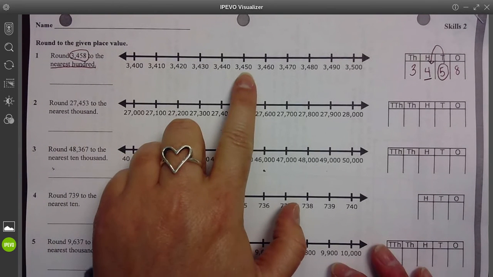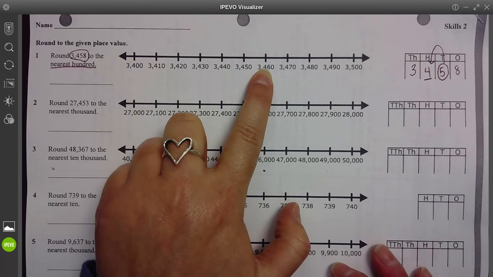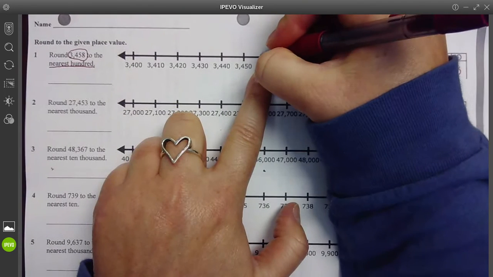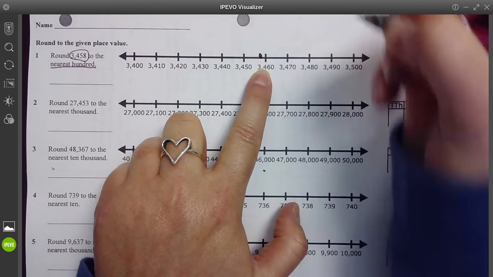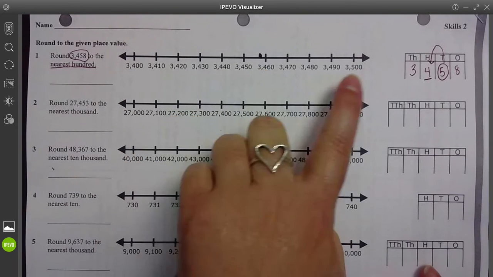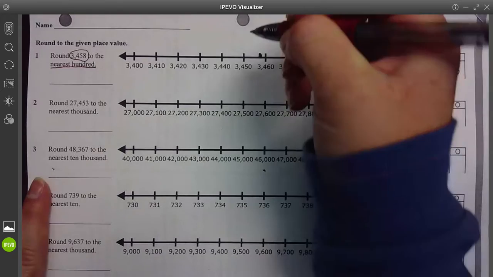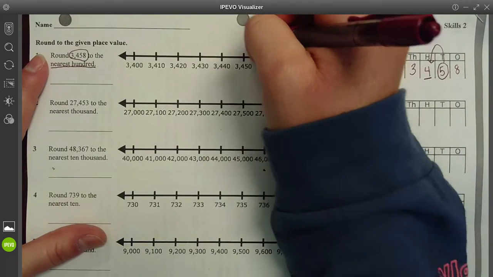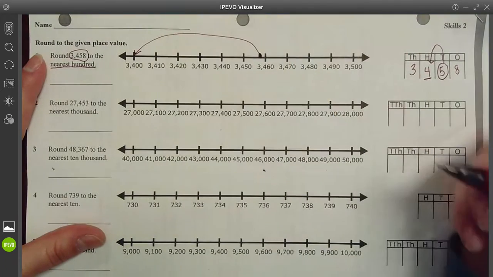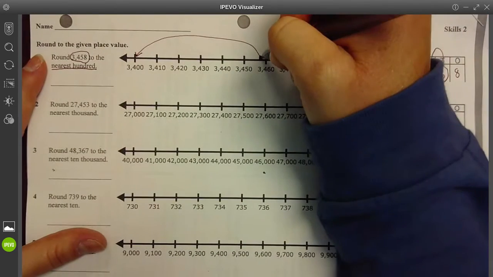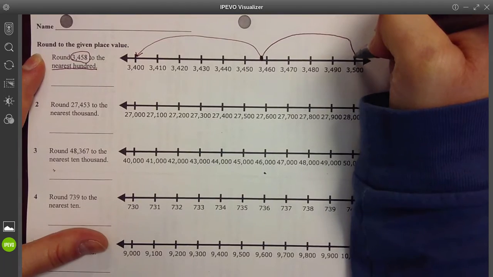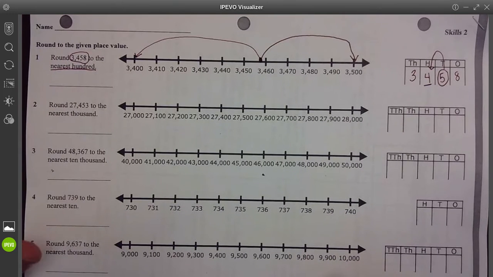Okay. So if I have 3,458. So here's 3,450 and 58 would come really close to 60. So about right here. Okay. So if I'm rounding it to the nearest hundred, what is the closest hundreds? Well, 3,400, or is it 3,500? All right. Now, think of it this way.